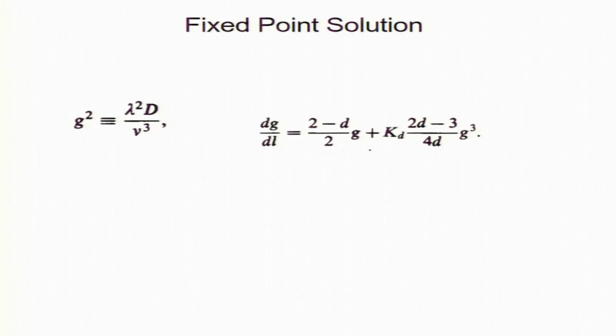So, dg by dl is this. Well, I already know d lambda by dl, d nu by dl. So, I can derive it. Now, look for the fixed point. Fixed point means I set it to 0.